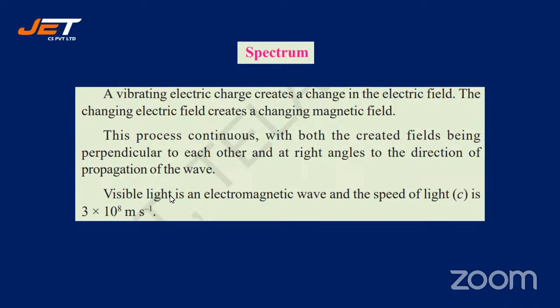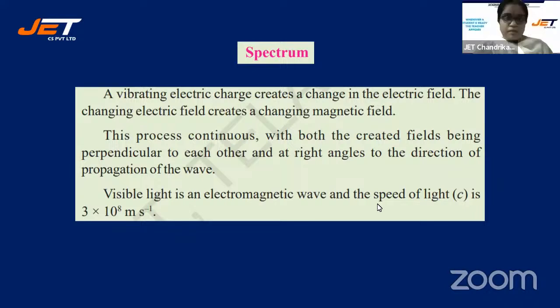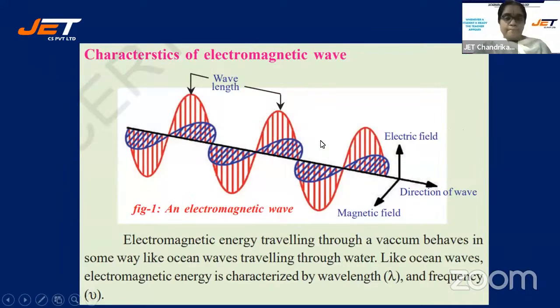So visible light is an electromagnetic wave and the speed of light is 3 into 10 to the power of 8 meters per second. This you have to remember. Next, coming to the characteristics of electromagnetic wave.